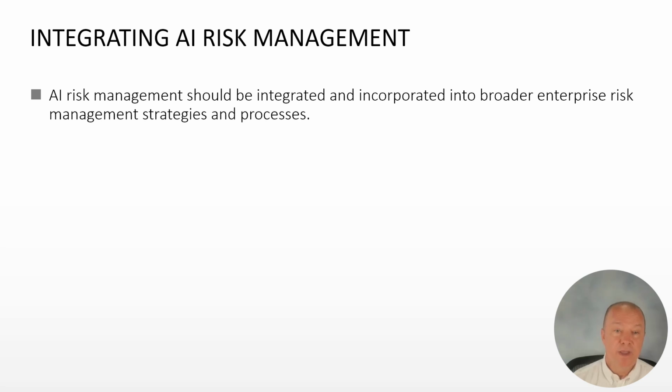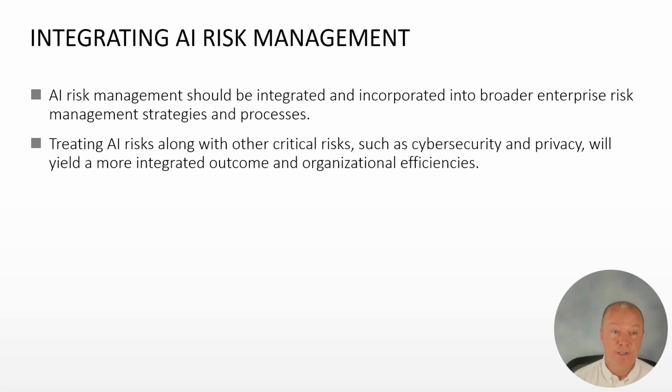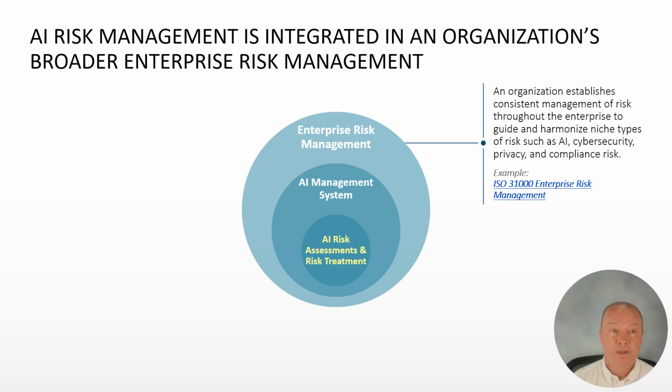So AI risk management should be integrated and incorporated into broader enterprise risk management strategies and processes. Treating AI risk along with other critical risks, such as cybersecurity and privacy, will yield a more integrated outcome and will provide for greater organizational efficiencies. So, how do we see this happening in an organization, and how can we leverage some frameworks that have been published to do it better?